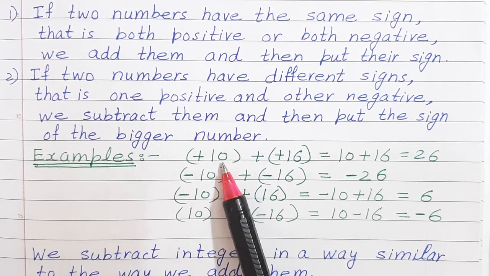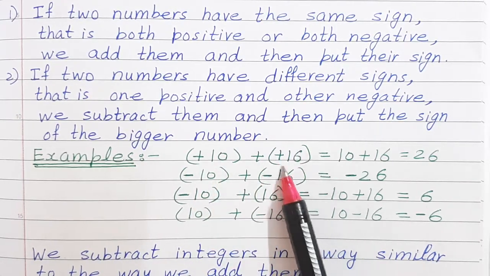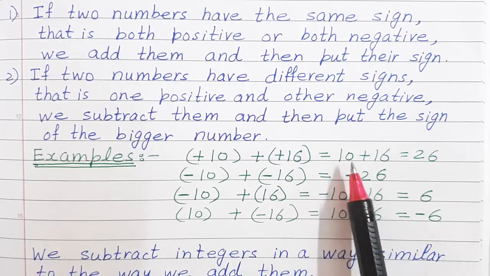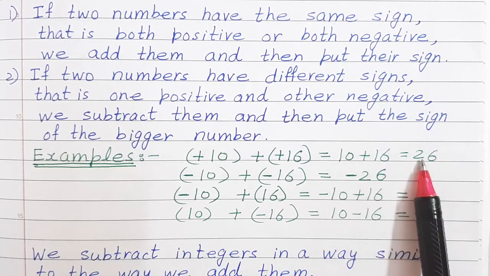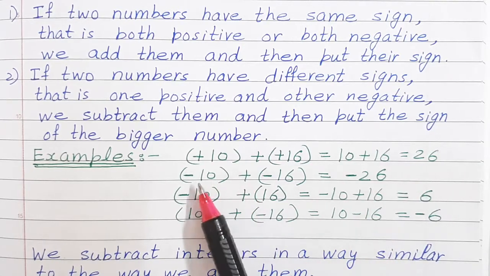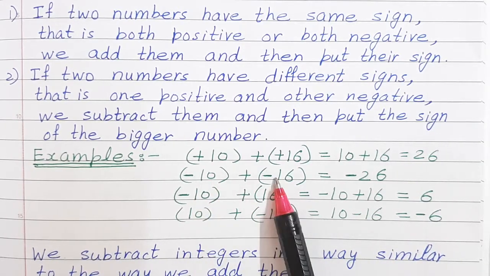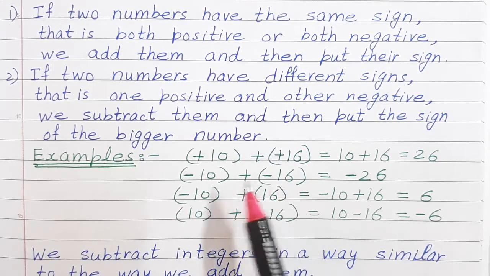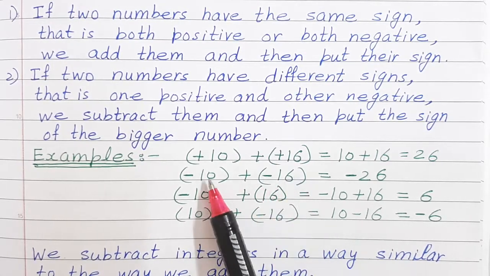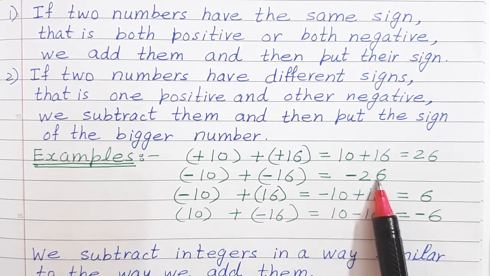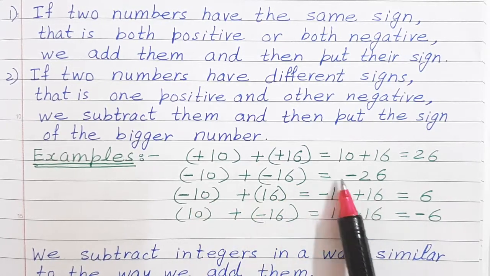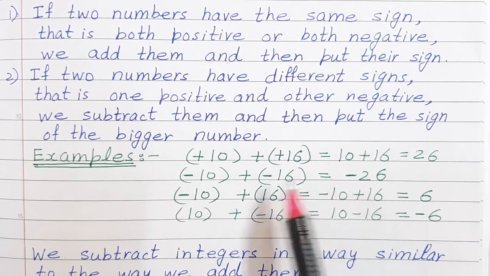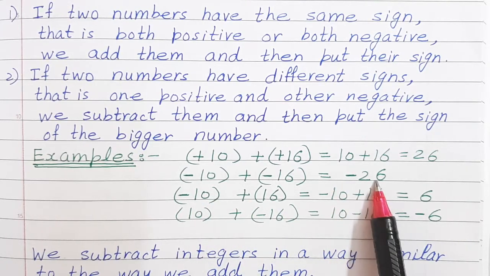Positive 10 plus positive 16 will give us 10 plus 16, that is positive 26. And if both are negative, that is negative 10 and negative 16, if you add these two, then 10 plus 16 is 26 and the minus sign will also come. So it is negative 26.